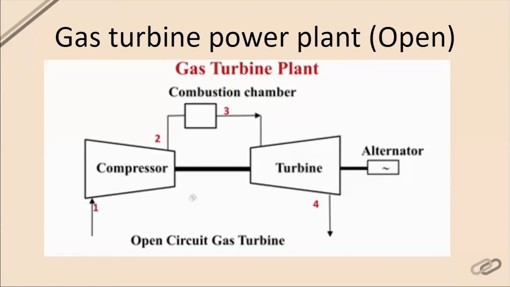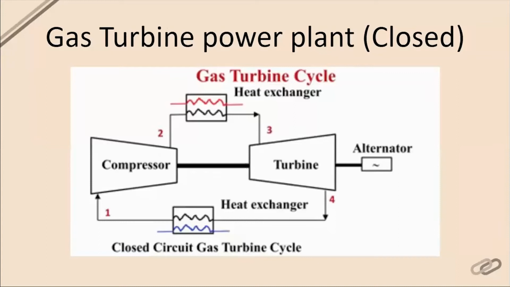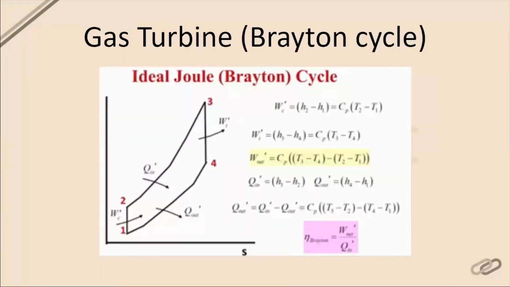So this is an open cycle. The next one is the same as the previous slide, except that instead of a combustion chamber, between two and three we have a heat exchanger where the heat is added and sent to the turbine. And at point 4, hot exhaust gases are sent to the heat exchanger. They reduce the temperature, and then the same air can be sent to the compressor. This is a closed cycle gas turbine power plant. Earlier it was an open cycle gas turbine power plant.